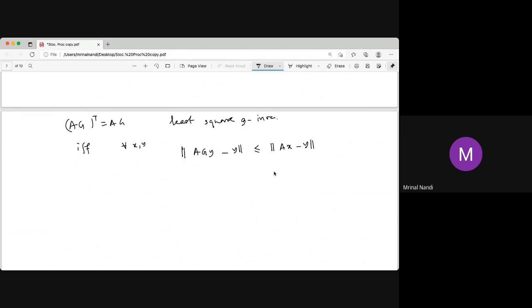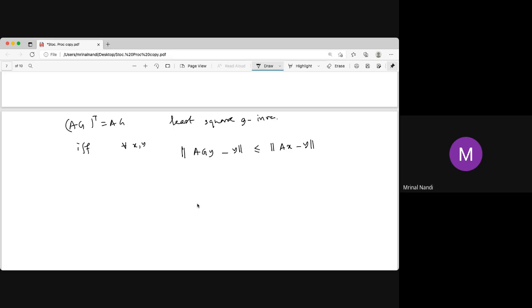If it is a solution, then the left side is 0. The right hand side may or may not be 0. If you take x as a solution, then the right hand side is 0. The left hand side is 0 because Gy is a solution. If you take x as not a solution, then the right hand side is not 0.